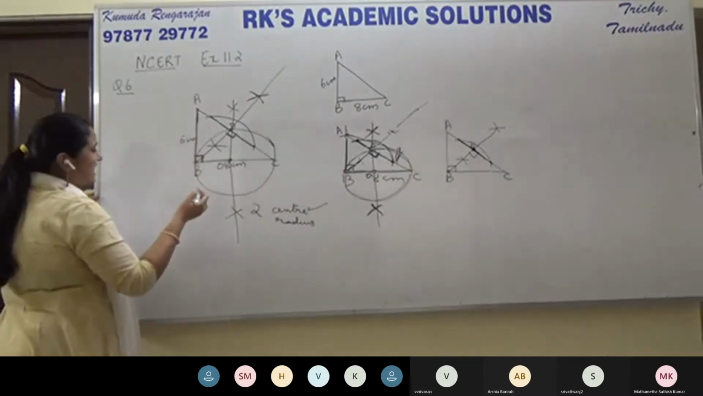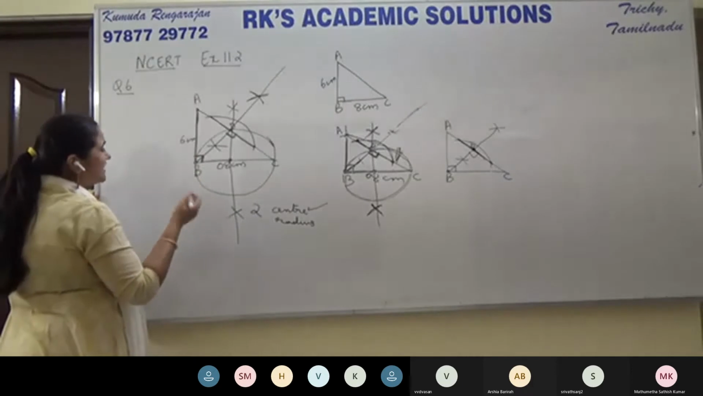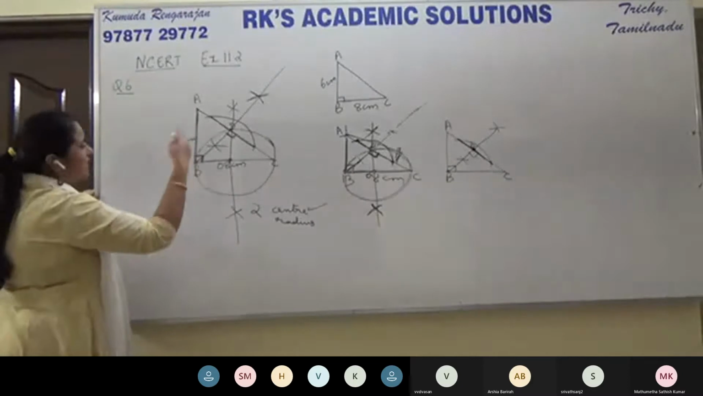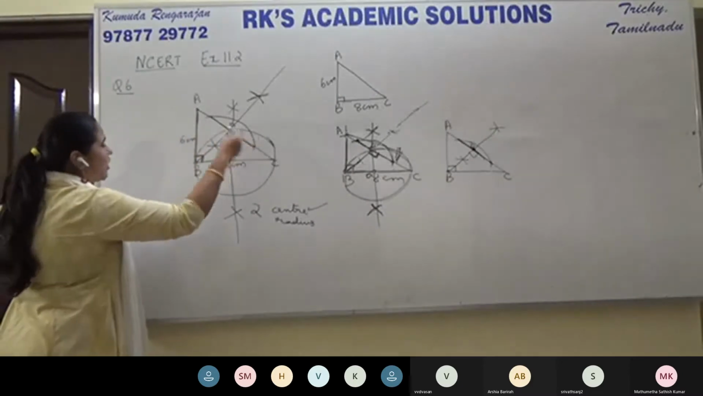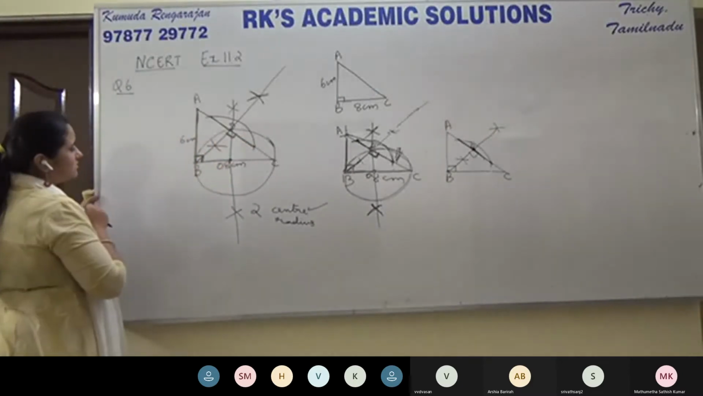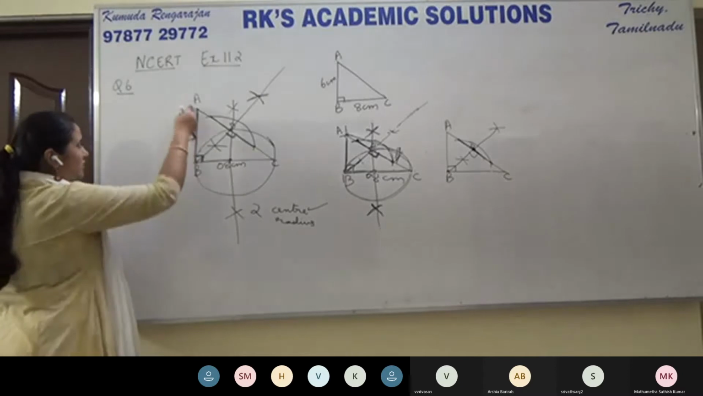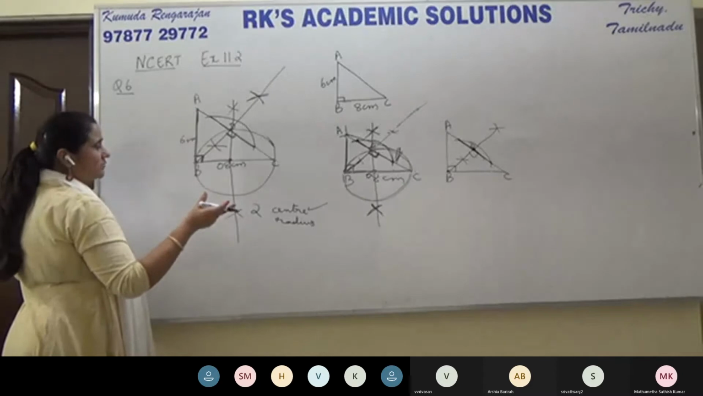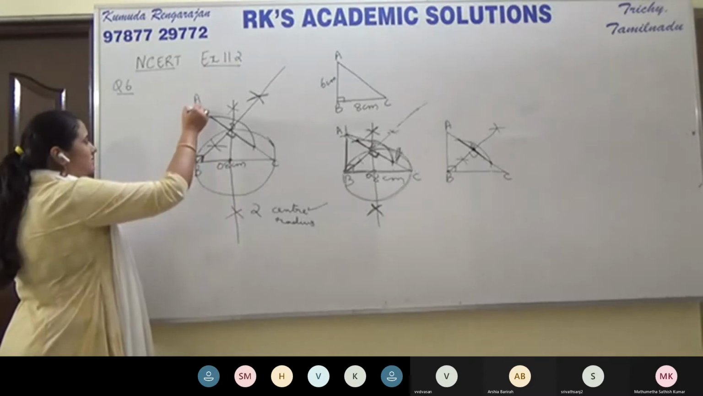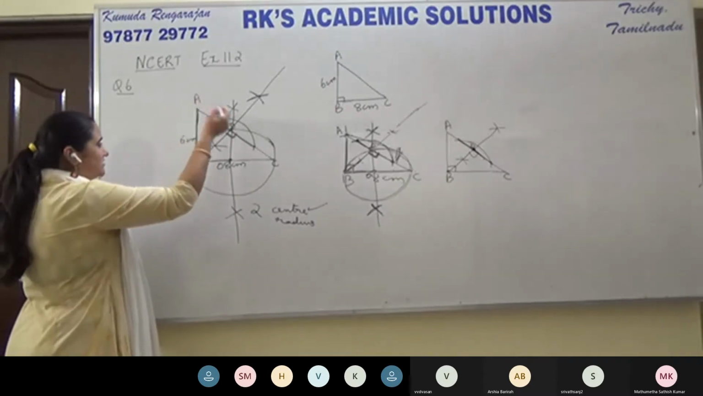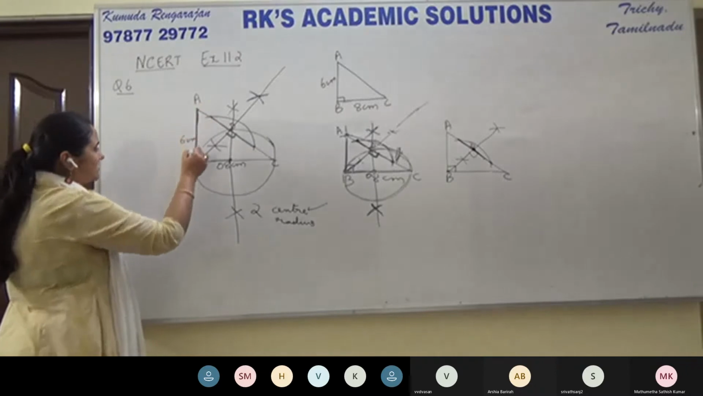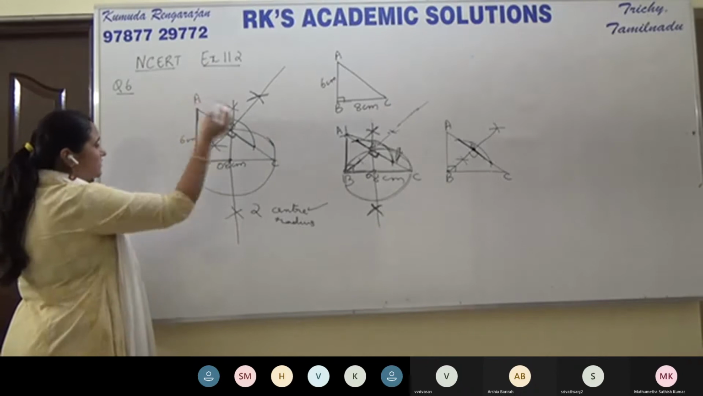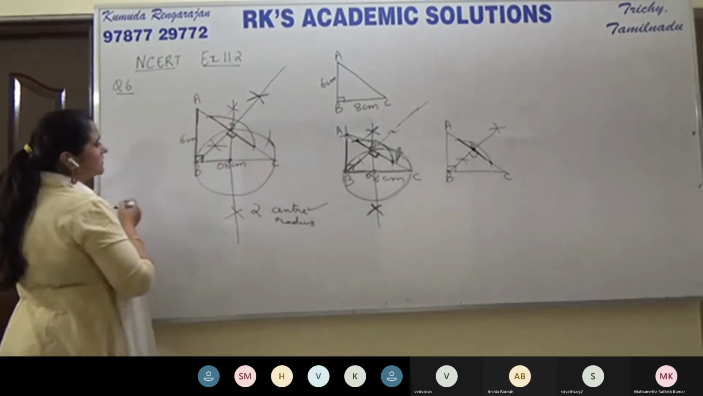And we know that tangents from an external point to the circle are equal in length. So if AB is 6 centimeters, the length of the other tangent from A to the circle will also be 6 centimeters. So with the compass, A as center and 6 centimeters radius, cut an arc on the circle.